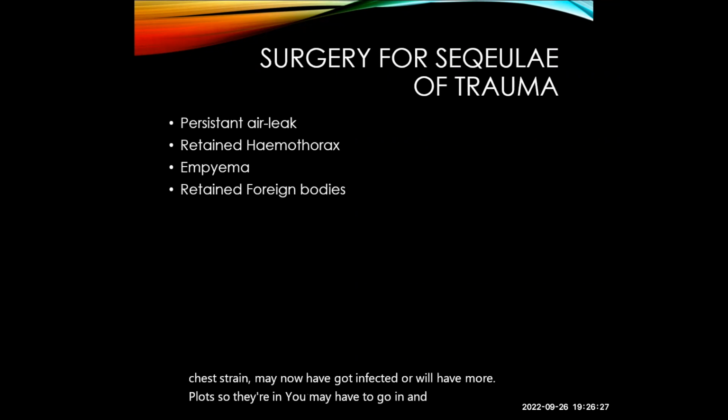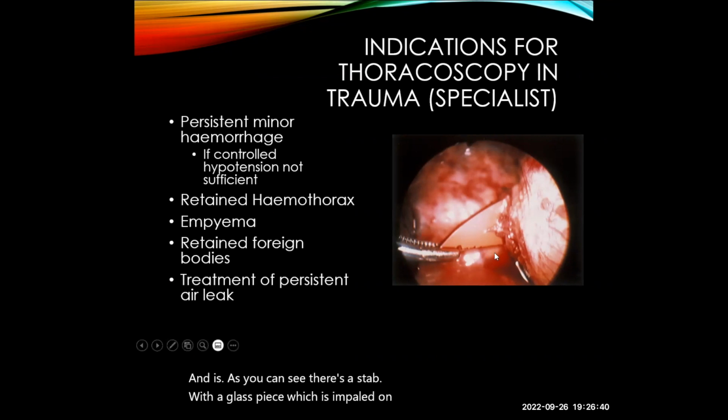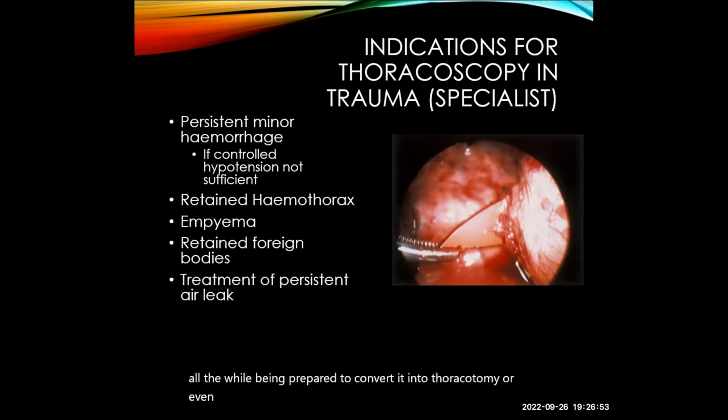And finally, retained foreign bodies is where a thoracic surgeon is called in to help. And this is, as you can see, a stab with a glass piece which is impaled onto the diaphragm. Can you see that? So yeah, this patient ended up having a thoracoscopic removal of this, all the while being prepared to convert it into a thoracotomy or even a thoracolaparotomy. So you always have to think one step ahead of what can go wrong.